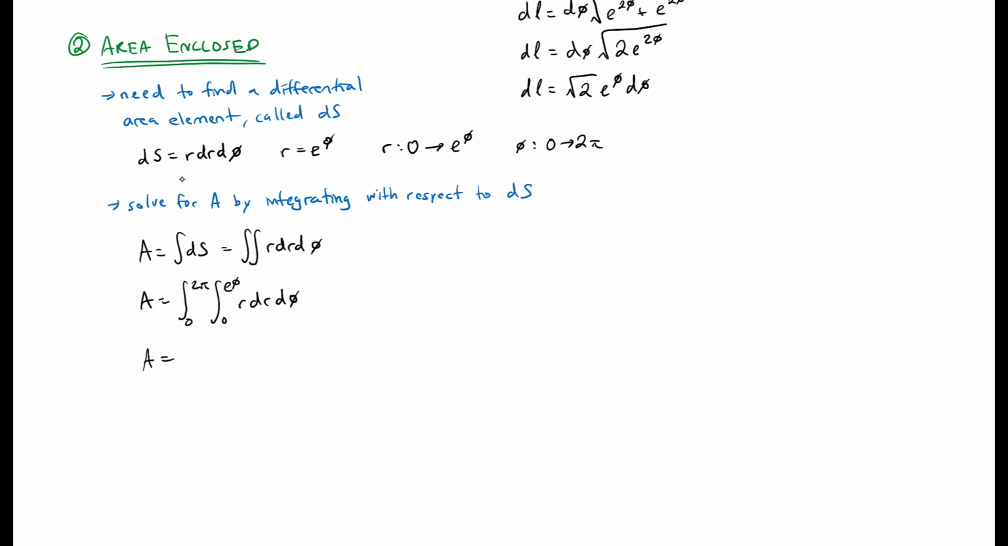So a is equal to, obviously we can't separate this because r is dependent upon phi, and so is the answer. We have integral from 0 to 2 pi, so r squared over 2 from 0 to e to the phi d phi. A is equal to 1 over 2. I can take out the integral from 0 to 2 pi. So I'm left with r squared, which means I have e to the 2 phi minus 0 squared, like this.